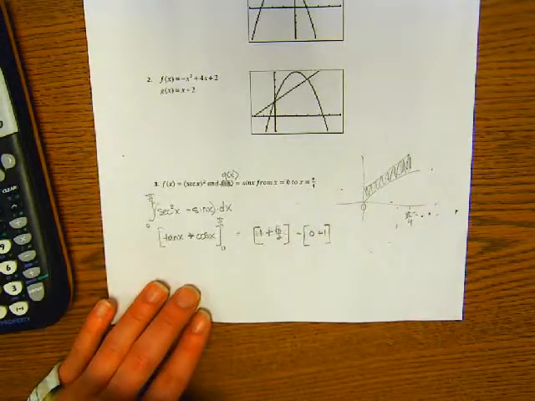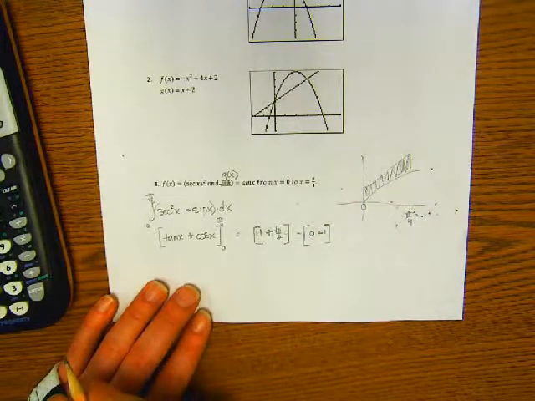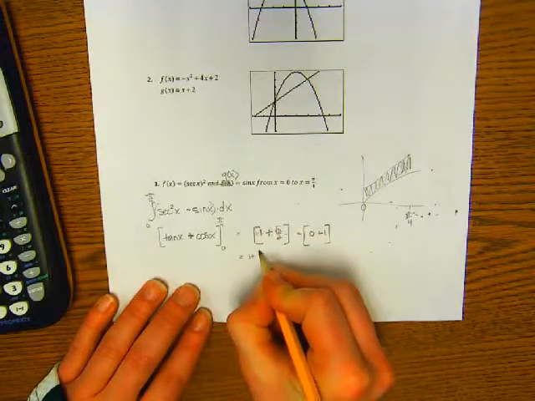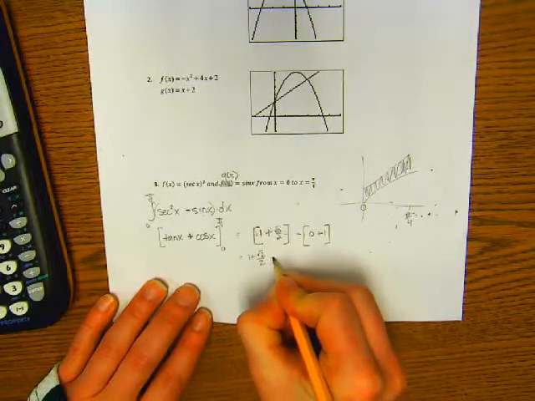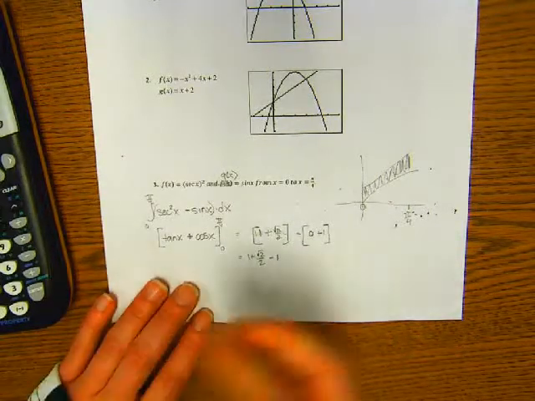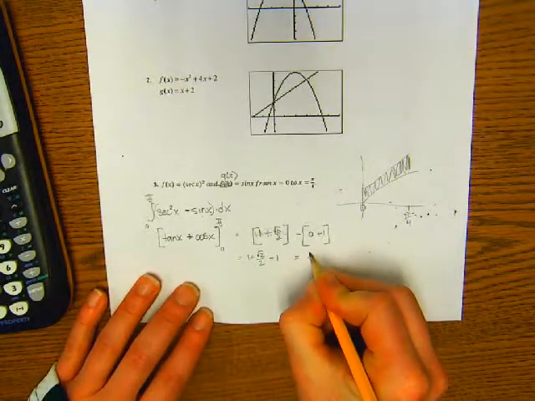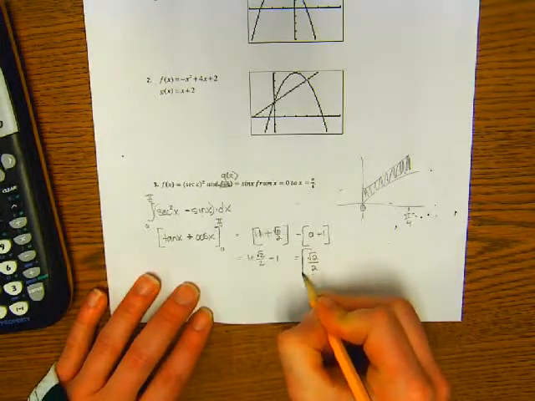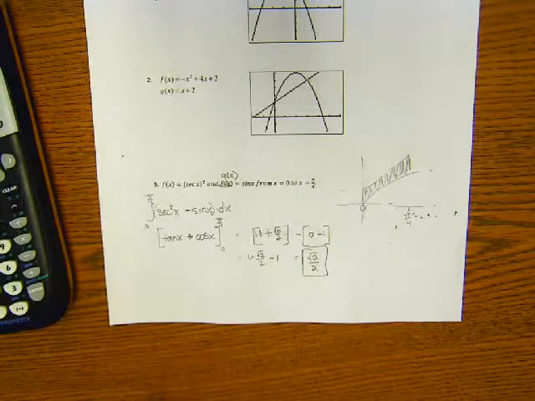Okay. What do you notice? So this is 1 plus root 2 over 2 minus 1. So the 1's cancel. We'd be looking at root 2 over 2. Okay? Any questions on that?